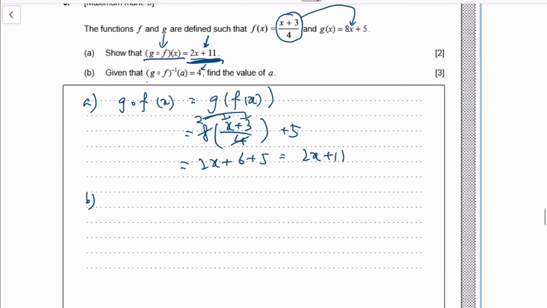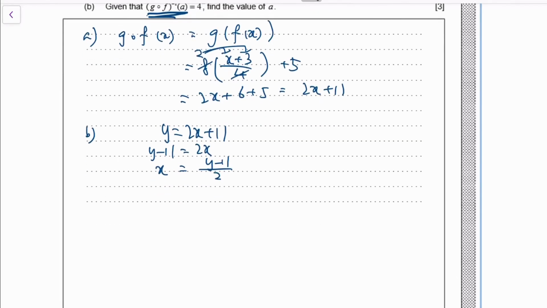So part B is about the inverse of g circle f. So you need to find the inverse of this function. So you make it equal to y. And you make x the subject. So you take away the 11 and then divide by 2. So some of you may learn it to interchange x and y from the beginning. You totally can do that. Makes no difference. Here I do it at the end. Again, it makes no difference. So this is the inverse.